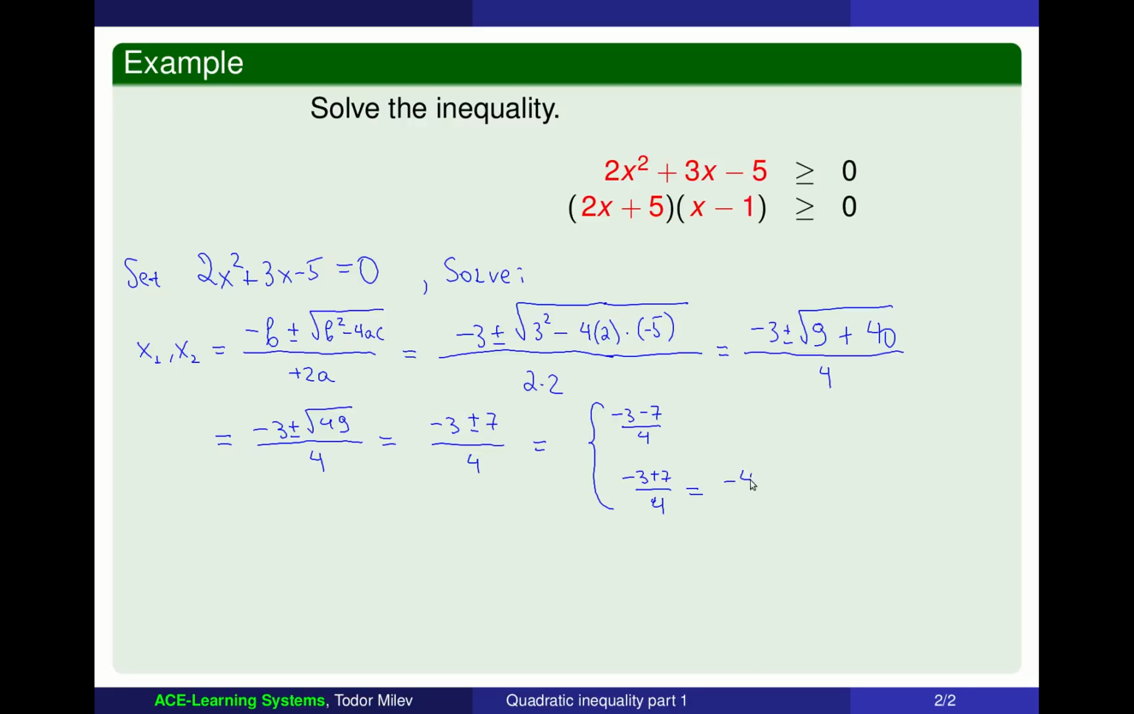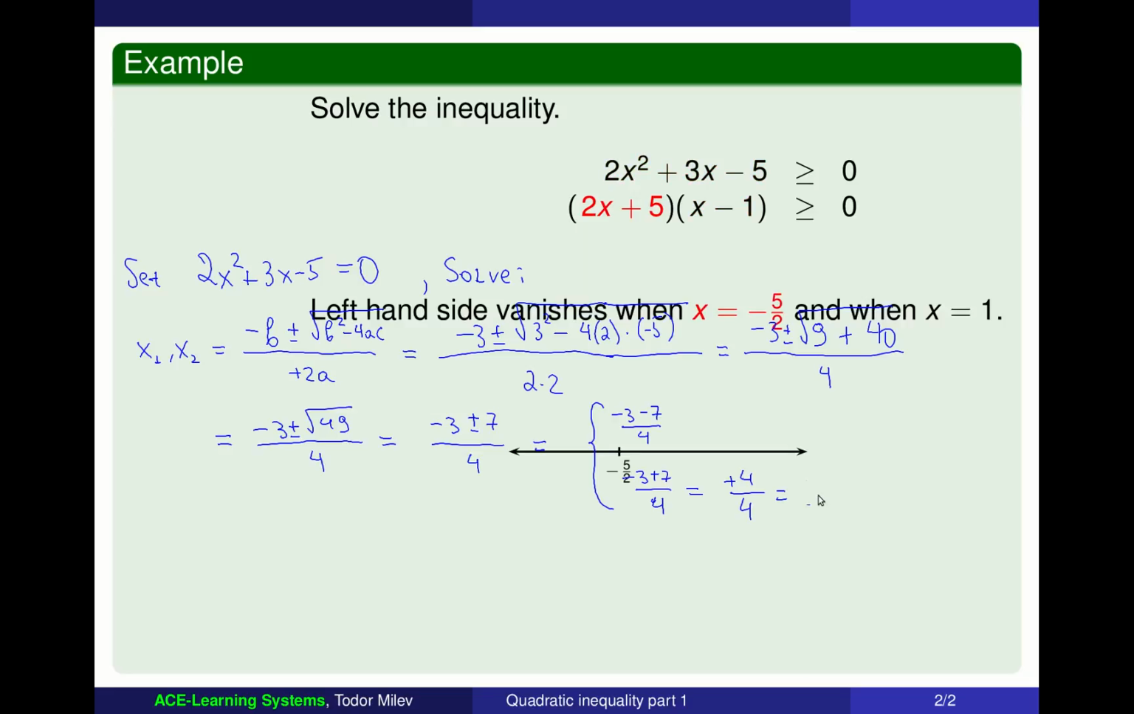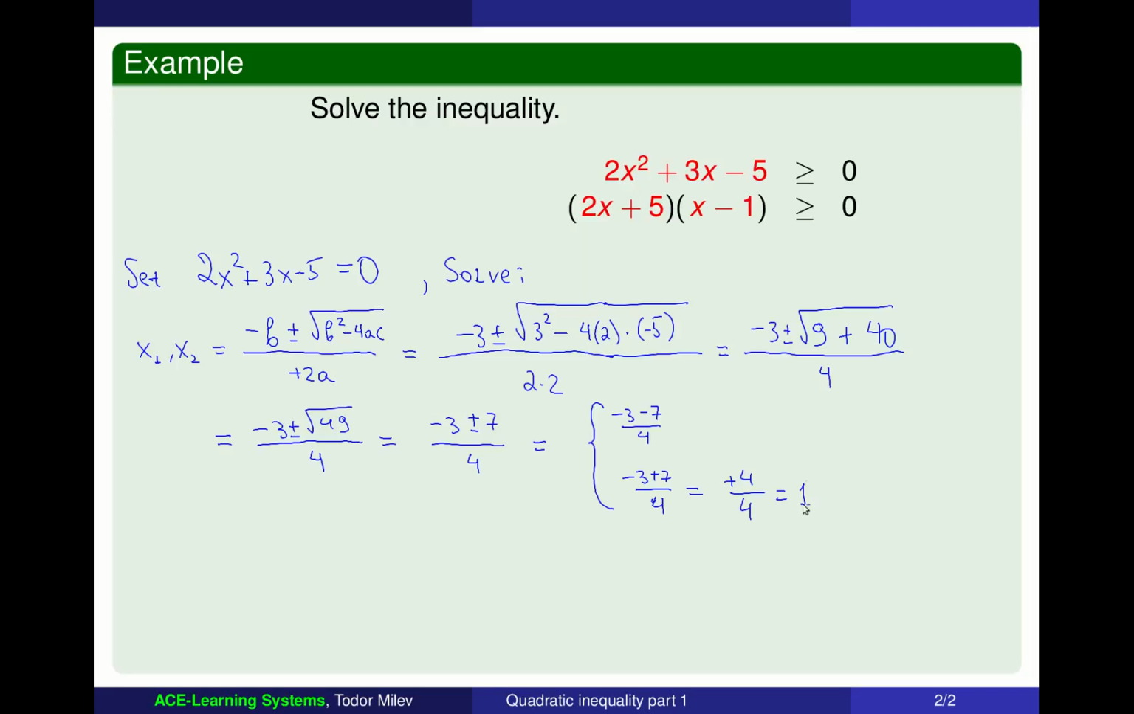Now negative 3 plus 7 is 4, so 4 over 4 equals 1. And this one equals negative 10 over 4, which equals negative 5 halves. So this is how you solve this quadratic equation. And now how do you write down the factorization? Well, remember, if we have ax squared plus bx plus c, that always factors as a times x minus x1 times x minus x2, right? x1 is this guy, and this guy is x2.